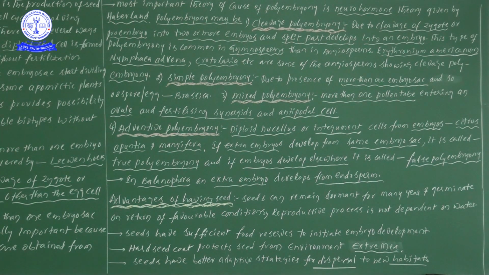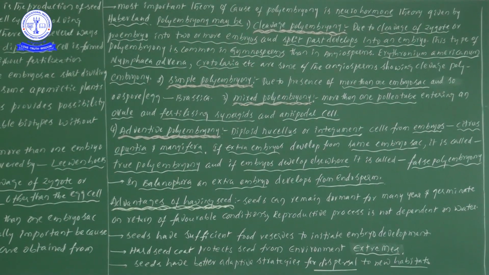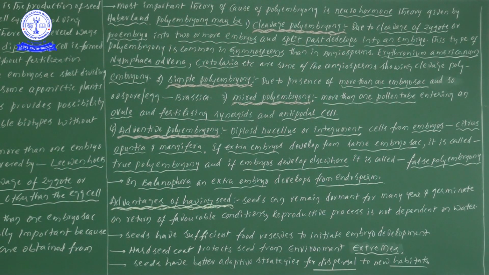Likewise, what are the causes of biodiversity? Similarly here, what is the important or main cause of polyembryony? One theory is there to explain that, and that is the neurohormone theory given by Haberland. It is an important point: Haberland has given the neurohormone theory for the polyembryony condition.